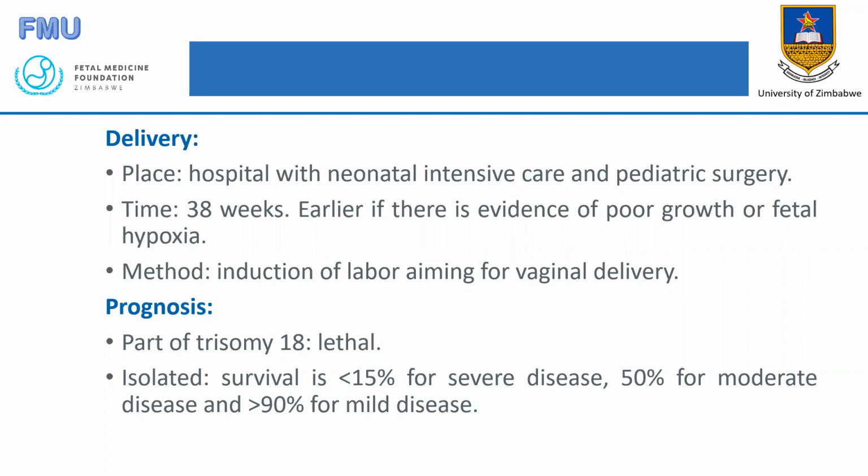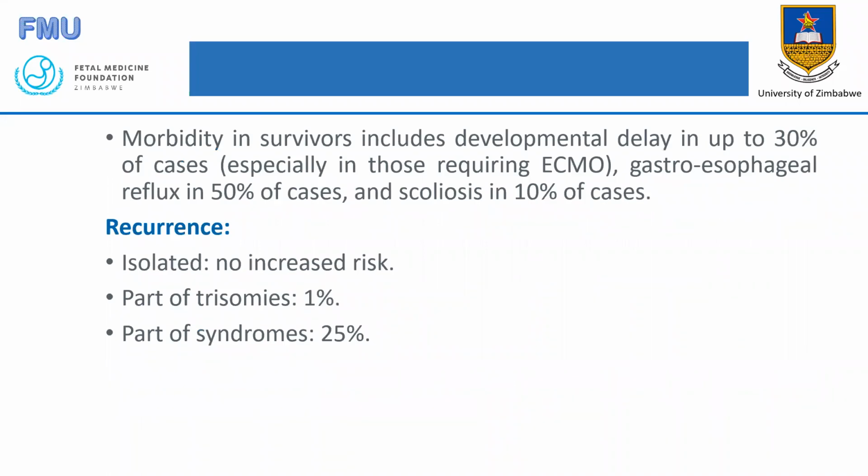Then the prognosis. If it is part of trisomy 18, it is lethal. Then if it is isolated, survival is less than 15% for severe disease, those with a lung-to-head ratio of less than 25%. For those between 25 and 50, which is moderate, it's 50%, and 90% for mild disease. So calculating the lung-to-head ratio is very key in counseling couples where the baby has this condition. Morbidity in survivors includes developmental delay in up to 30% of cases.